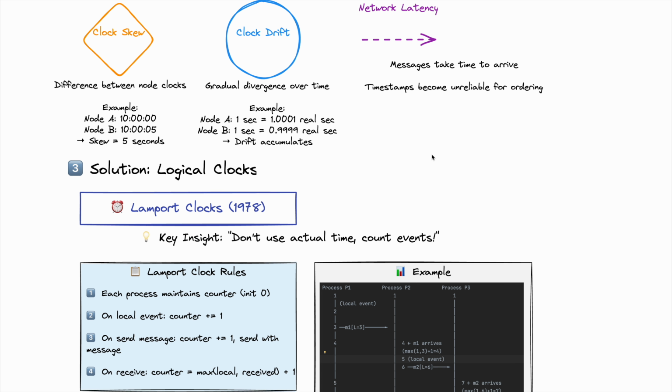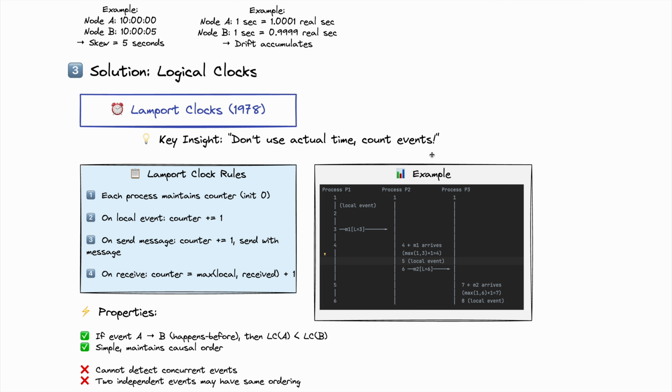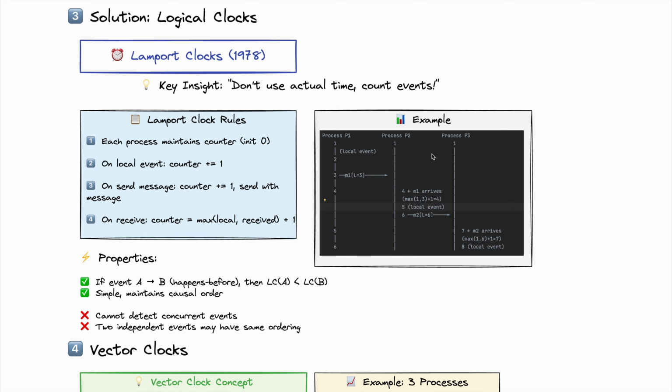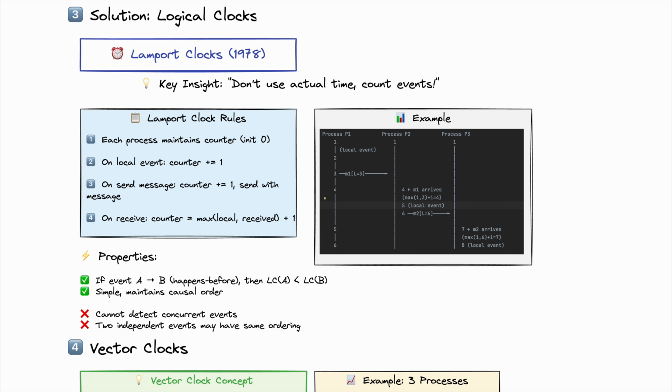So what are the solutions? These are the three main problems that we have mentioned here, but there are more. The solution is to use logical clocks, and the first one in that list is the Lamport clock. The key insight here is that they don't use the actual time, but they count the events.